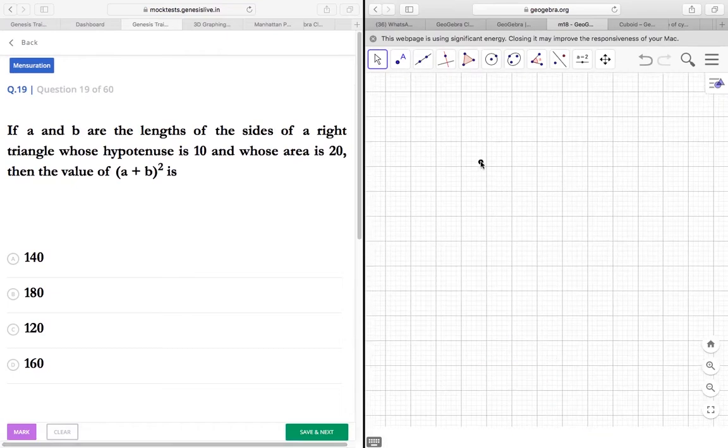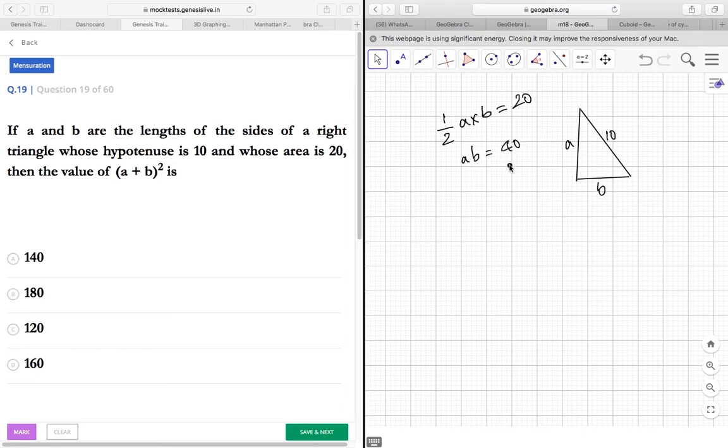If A and B are the lengths of the sides of a right angled triangle whose hypotenuse is 10 and whose area is 20. What is the area? Half into A into B in a right angled triangle, right? This is a very simple one, so I'm just going directly without using this particular website. So A, B, and let's say this is H, which is 10. So half AB is equal to 20. So I get AB to be equal to how much?